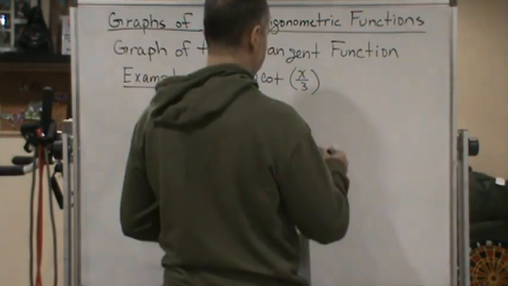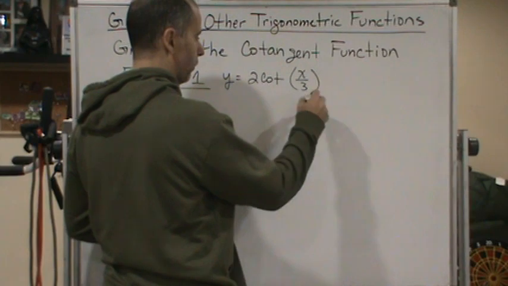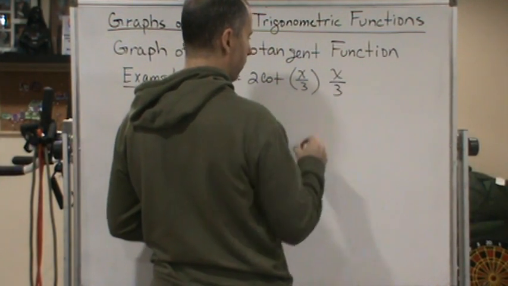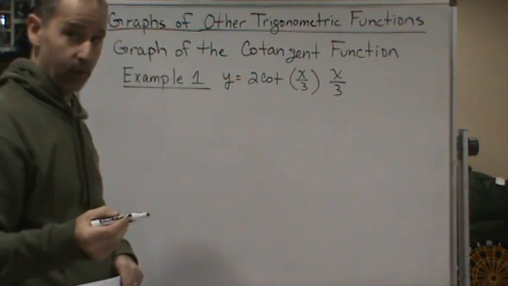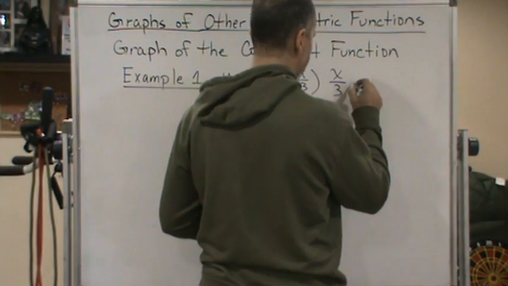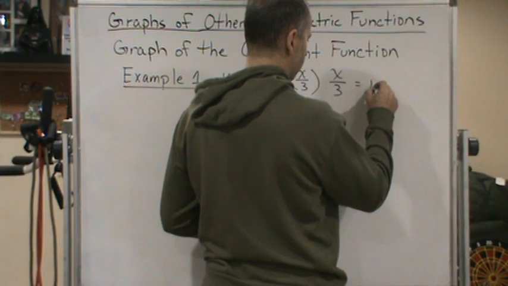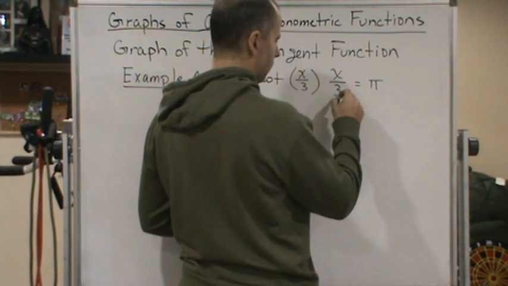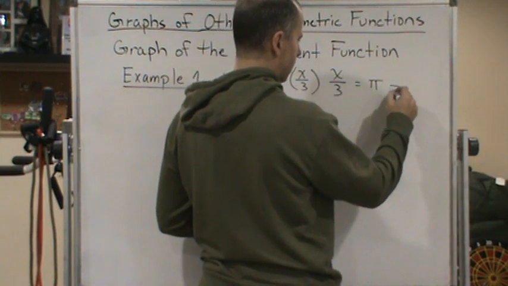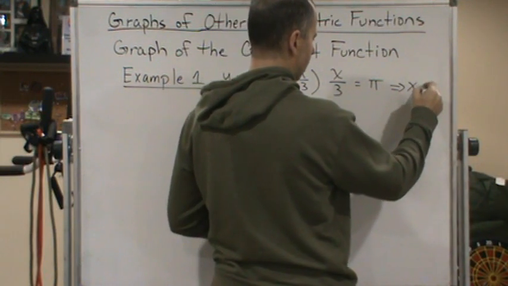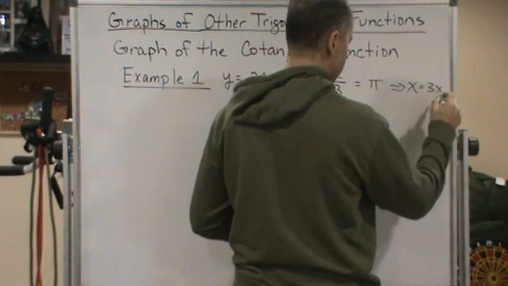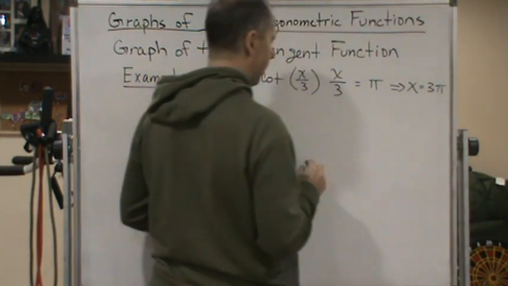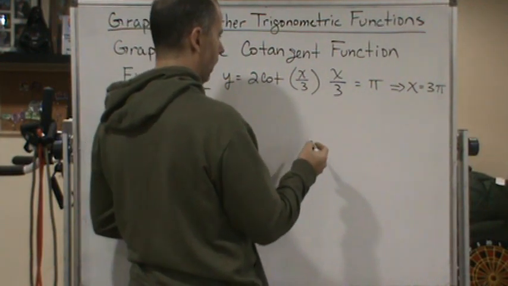results. Again, we've got this argument x over 3, so we want to find where the asymptotes are, so we're going to solve this for pi. So we'll say x over 3 is equal to pi. That implies that x is equal to 3 pi then. Oops, not 3x. 3 pi.